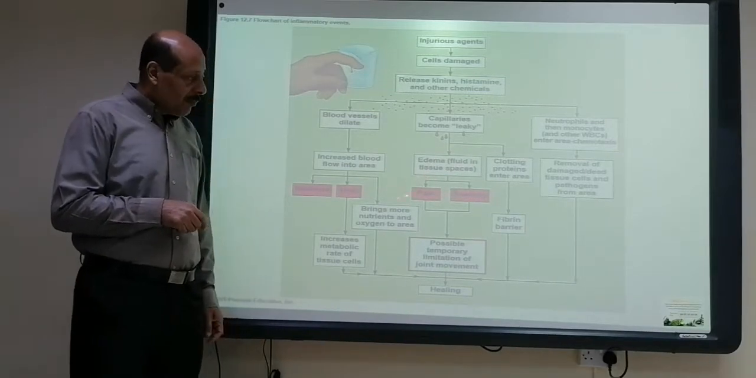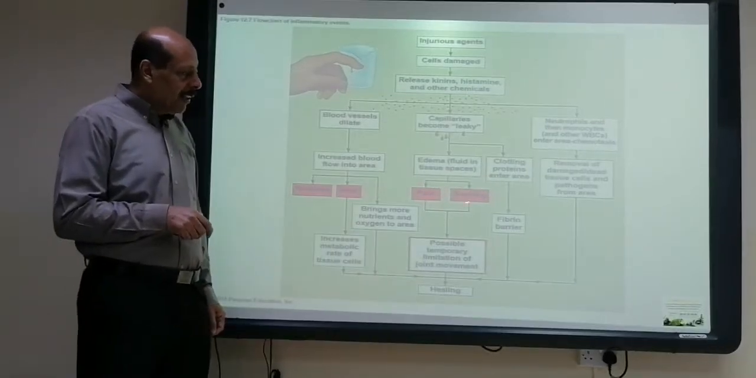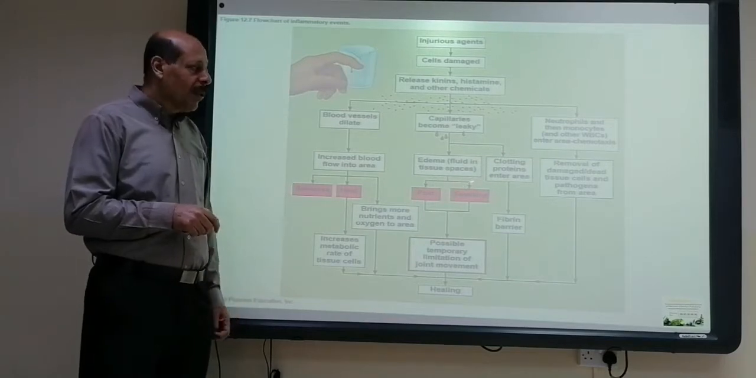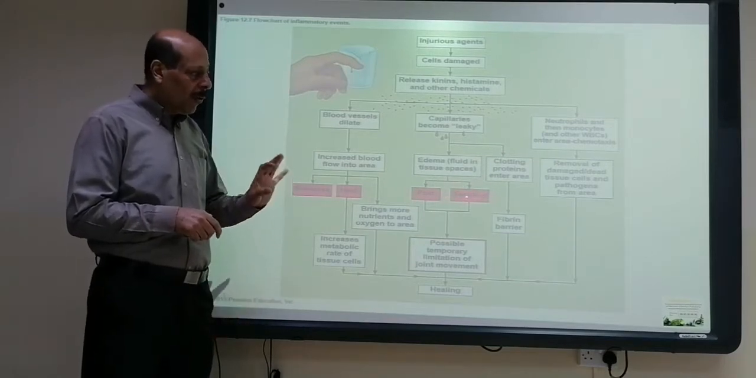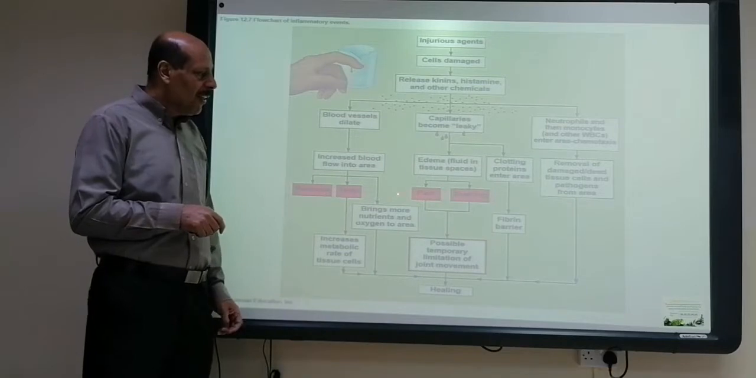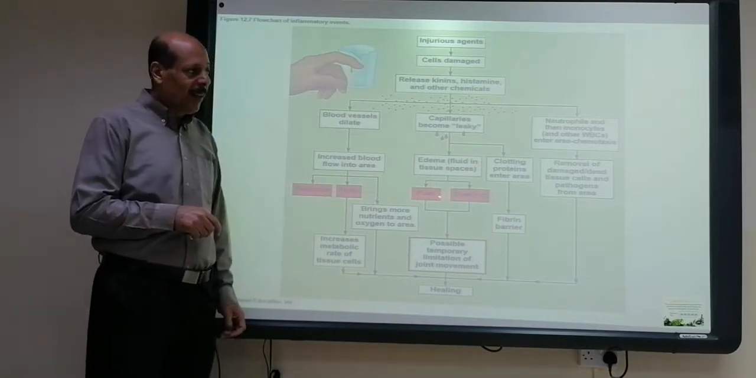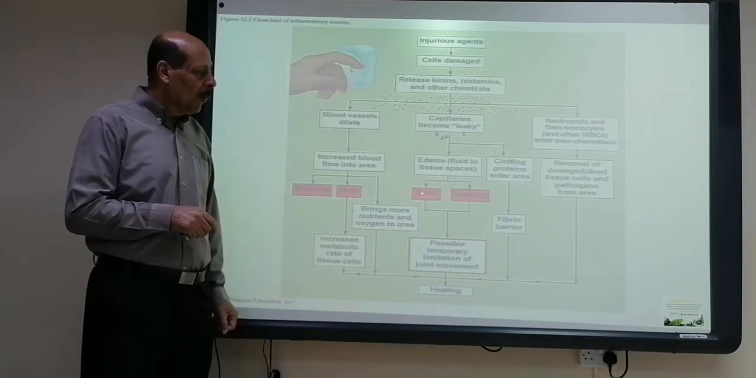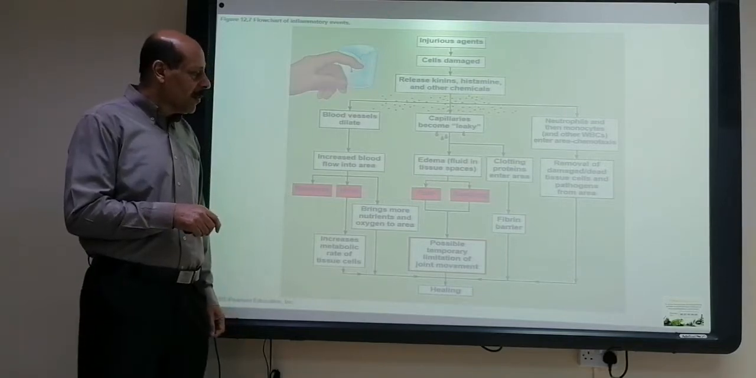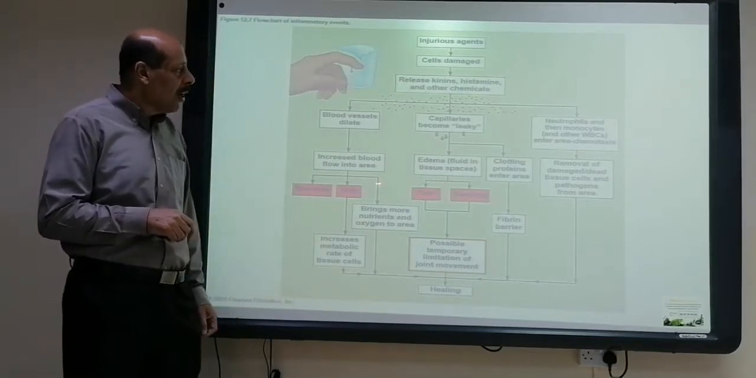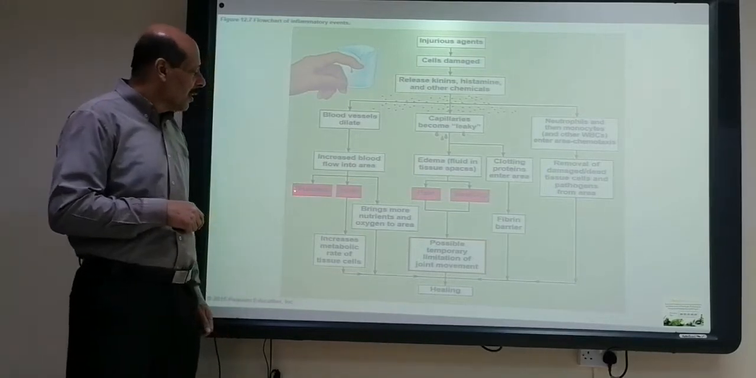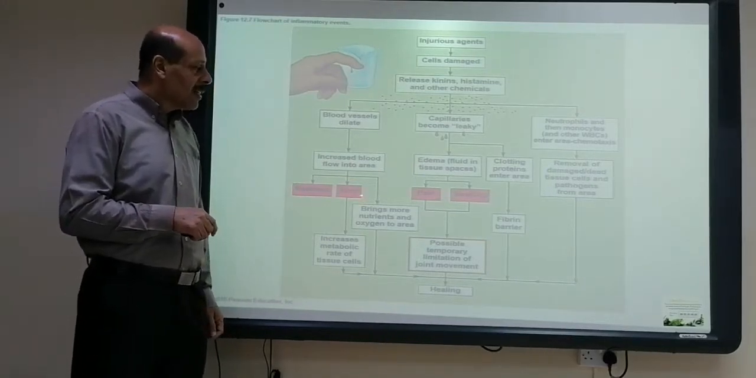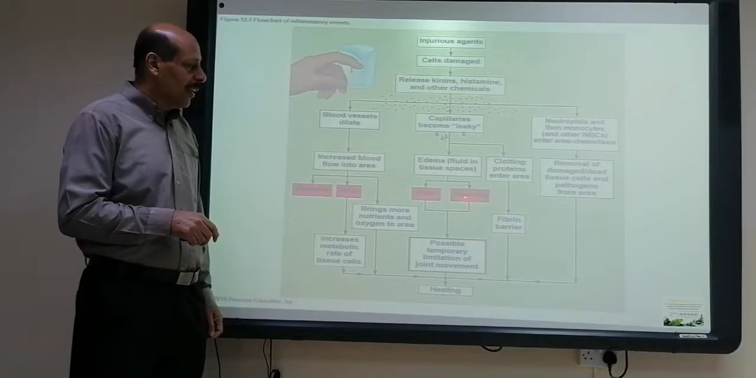That swelling, that edema, will also compress the nerve endings at the area. That compression on the nerve endings leads to pain. So this explains the signs of inflammation, which are redness, hotness, pain, and swelling.